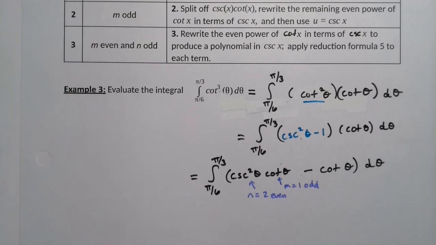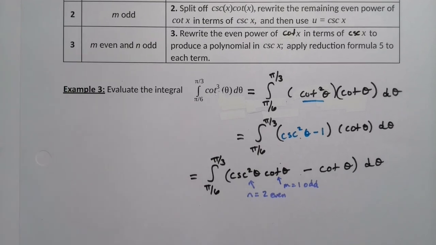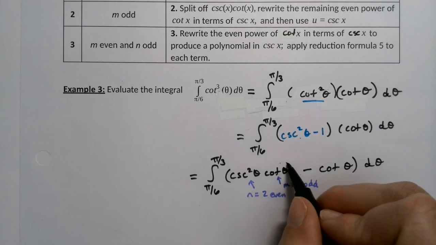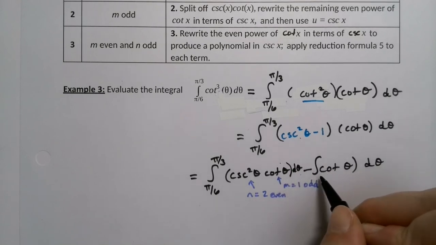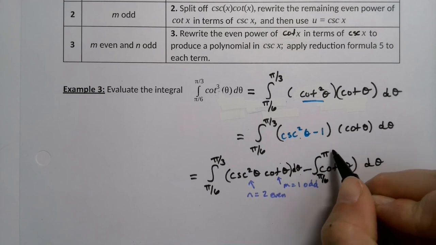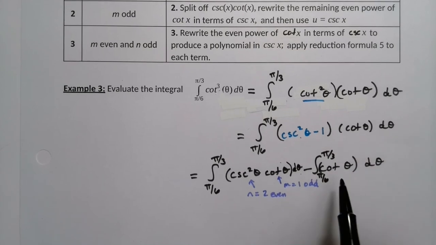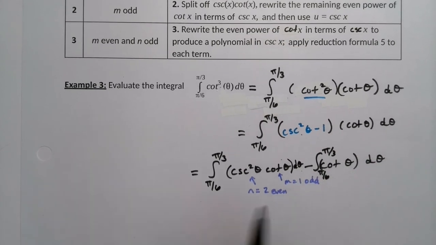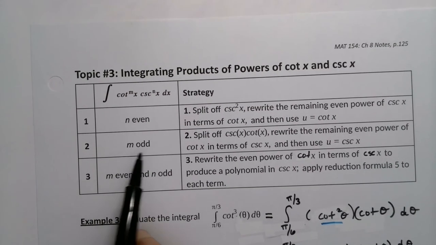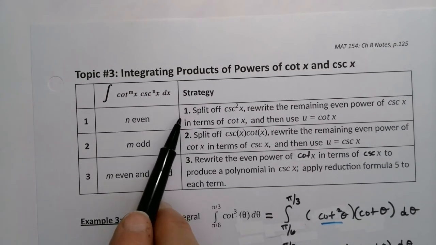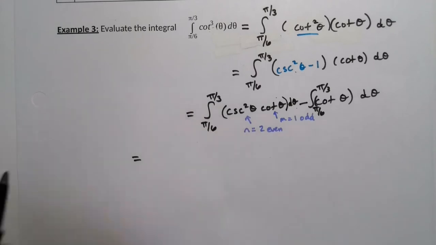So we're going to do two things. We're going to split this into two integrals. So I'm going to say d theta right here, and then I'm going to have another integral from pi over 6 to pi over 3 of cotangent of theta. And I'm going to do two different things with them. All right, so the one on the left, I'm going to use technique number 2 because I already showed technique number 1 for the last problem. So let's use number 2.